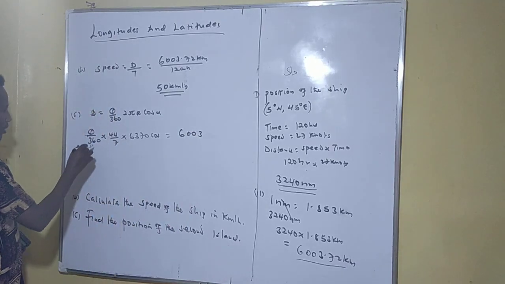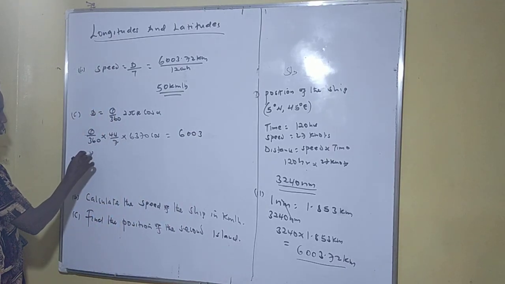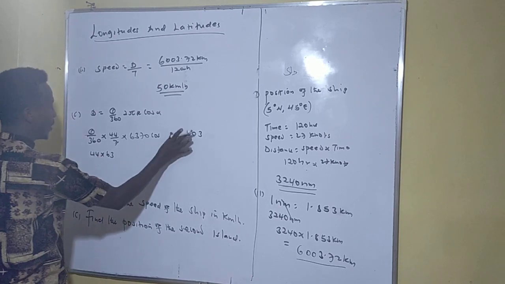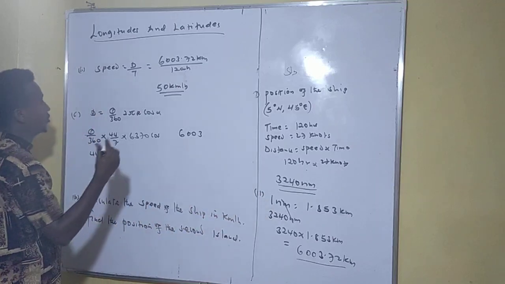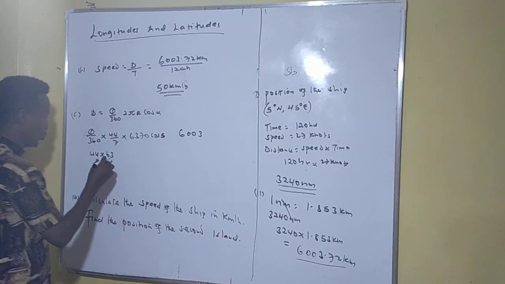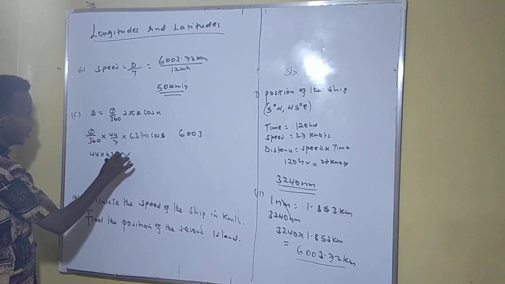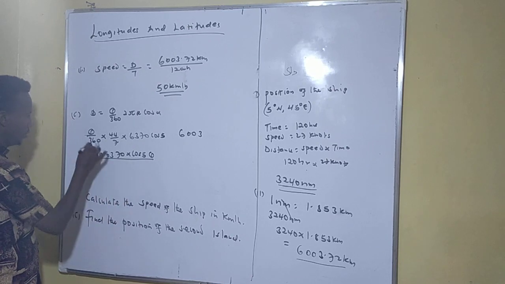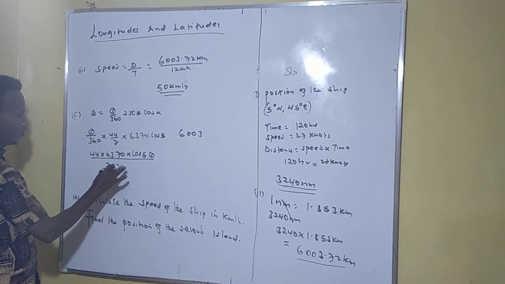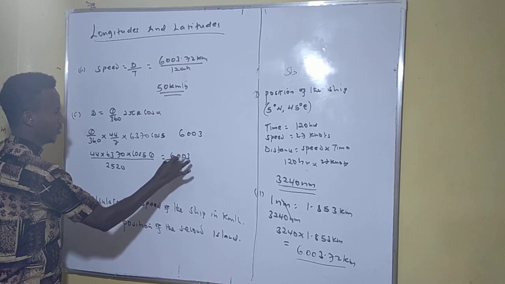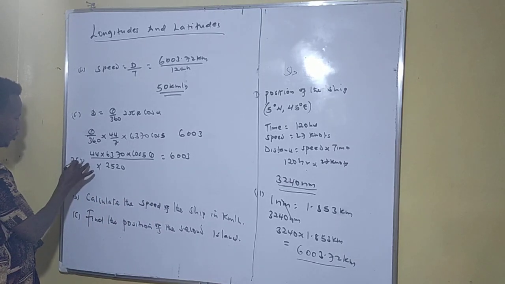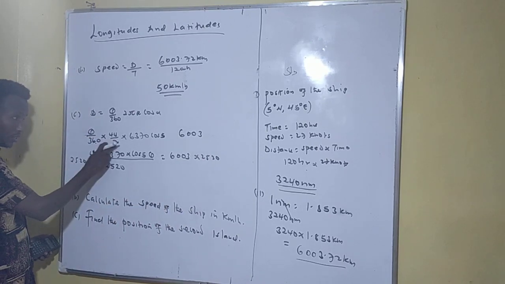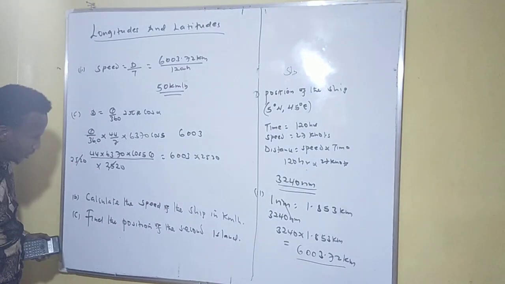So what will I do then? This one will give us 44 times 6370. Our cos is that latitude, which is 5, so cos 5. It will give us 6370 cos 5 theta all over 2520, equal to 6,003. So I multiply both sides by 2520. Remember this 2520 is from 360 times 7. Cancel, okay?